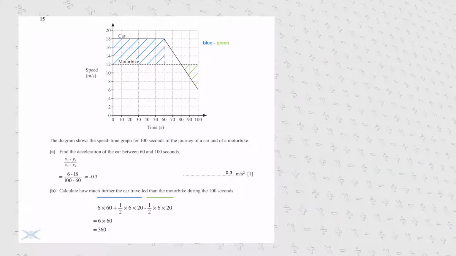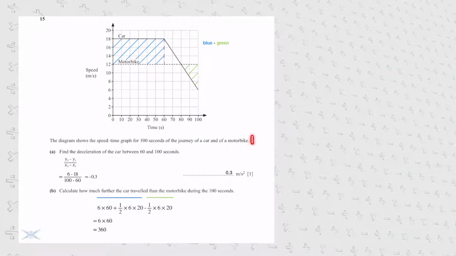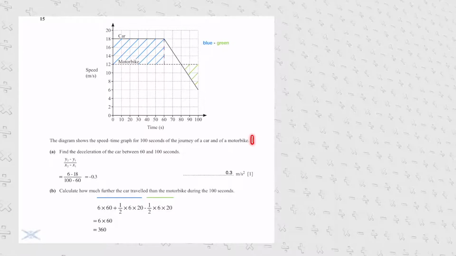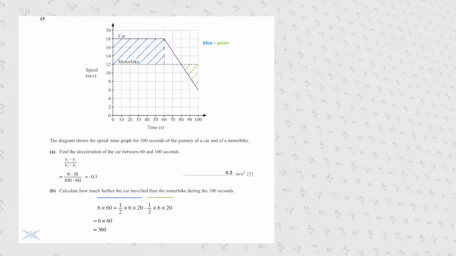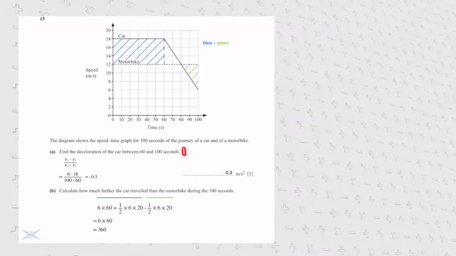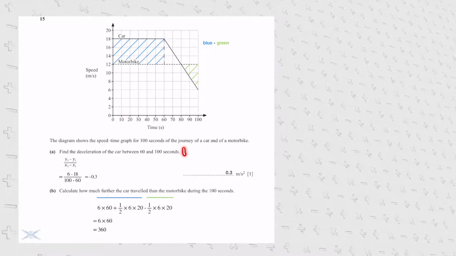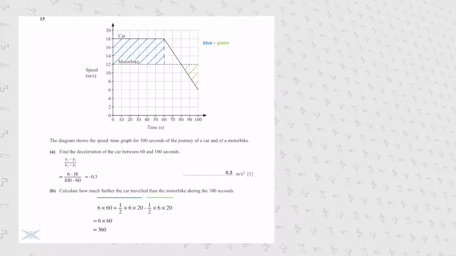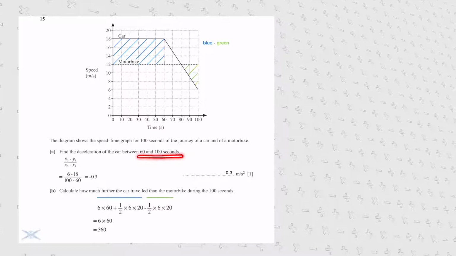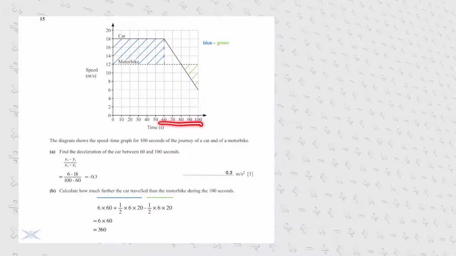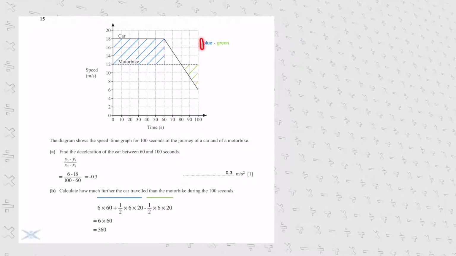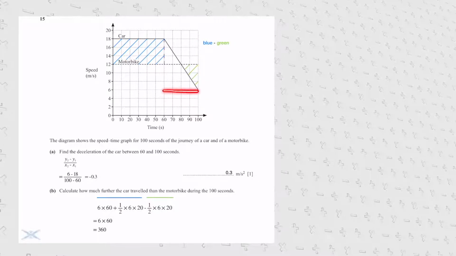In exercise 15, we are faced with a diagram that shows the speed-time graph for 100 seconds of the journey of a car and a motorbike. And in A, we are required to find the deceleration of the car between 60 and 100 seconds. To do that, we take a look at the interval between 60 and 100 seconds and calculate the change in height and divide it by the change in horizontal distance.